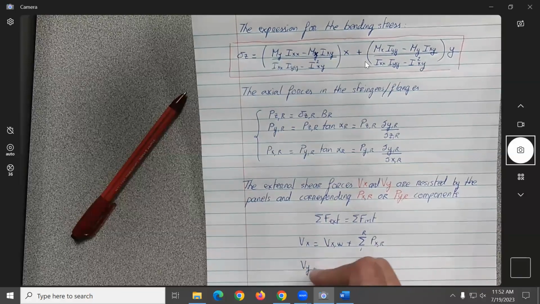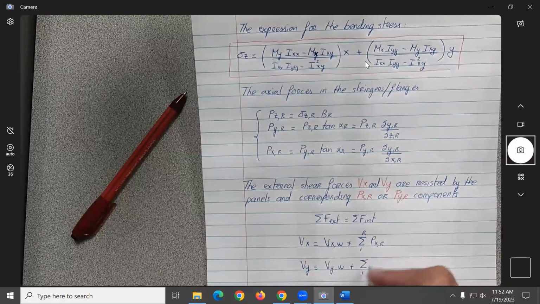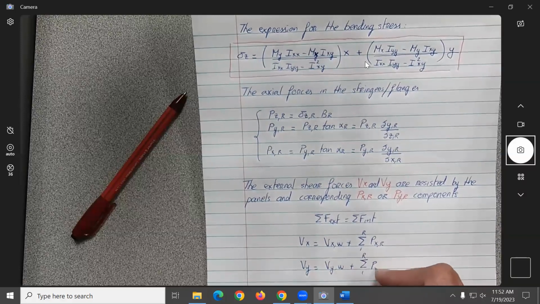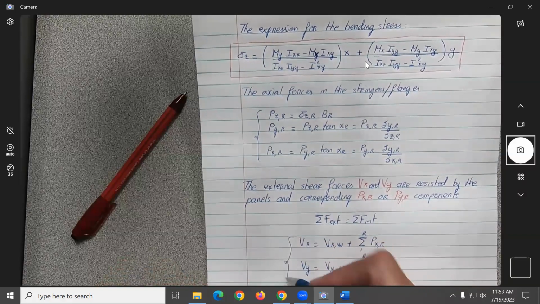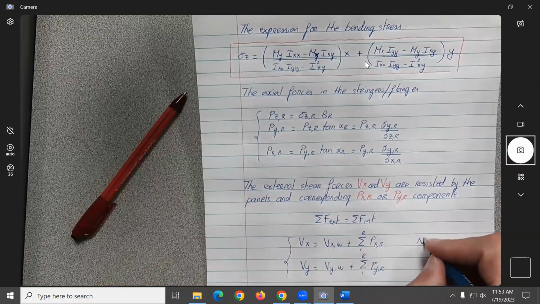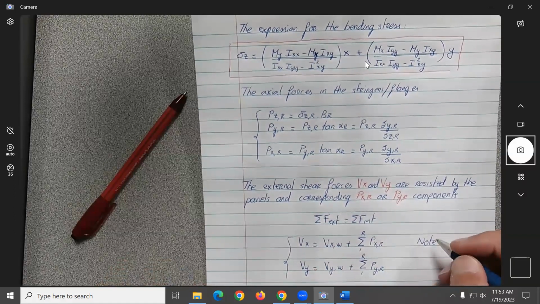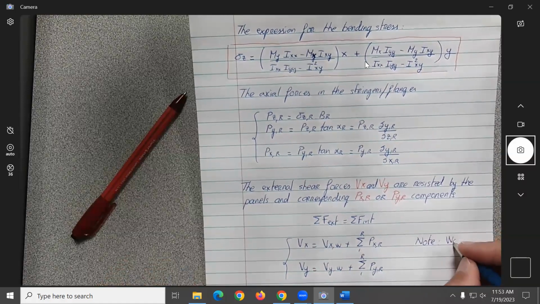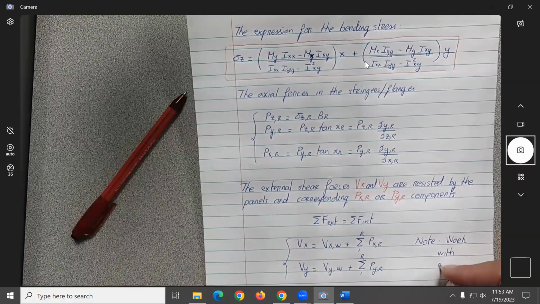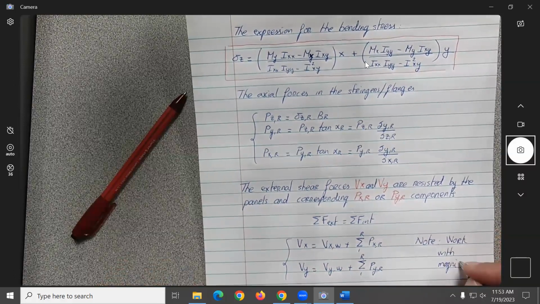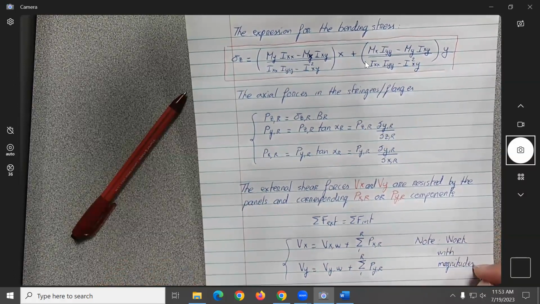And Vy will be the same thing. Vy wings, so the panels in that direction, plus the summation from 1 to R of the Py sub R. And here, remember, I will say, note, it's a lot easier to work with magnitudes, no?